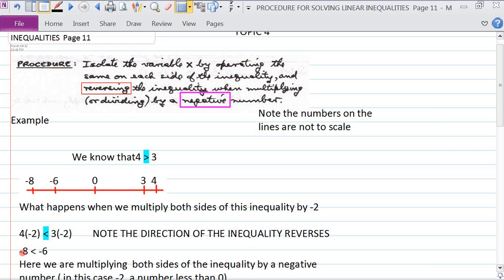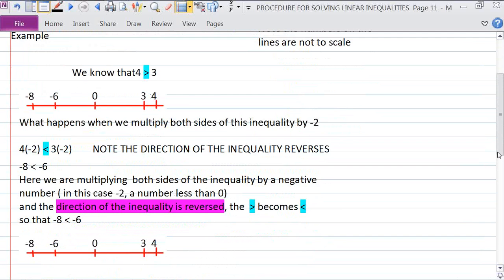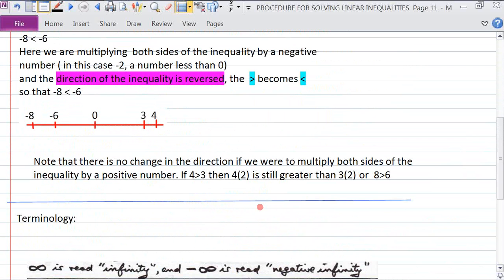4 times minus 2 is minus 8. 3 times minus 2 is minus 6. So the direction of the inequality has been reversed. The greater than sign becomes a less than sign. When we multiply an inequality by a negative number, we reverse the sign of the inequality. If we, for example, have 4 greater than 3 and we multiply both sides by plus 2, there's no change. 8 would still be greater than 6.